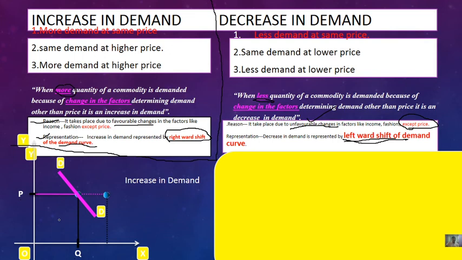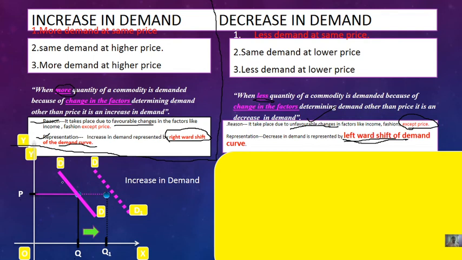But due to favorable changes in the determinants of demand other than price, that is, price remaining constant, there is an increase in demand, or a change in demand known as increase in demand. There is no change in price. Instead of a change in price, there is a change in demand from Q to Q1, known as increase in demand, and this is a rightward shift of the demand curve.